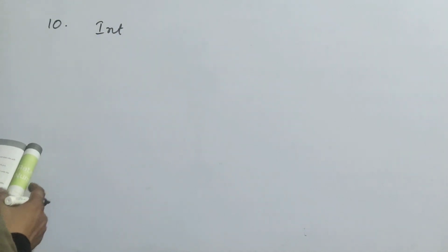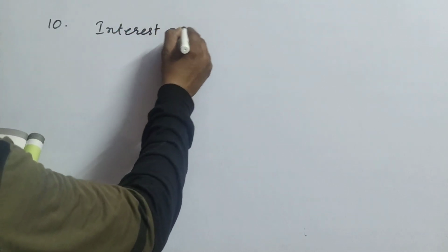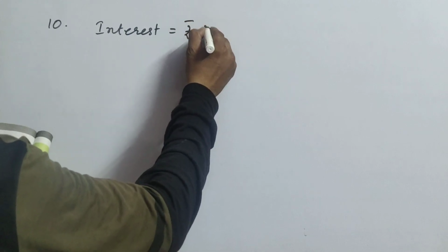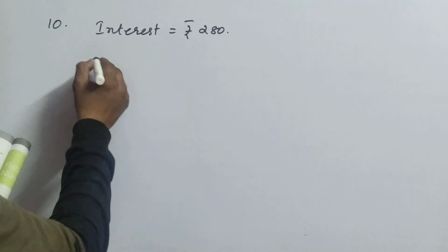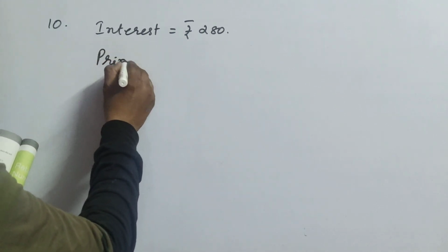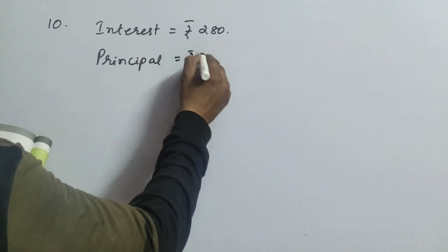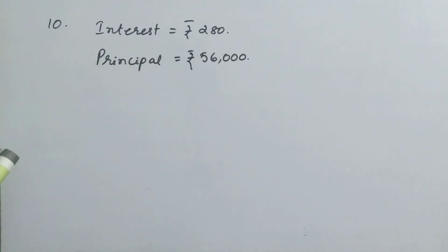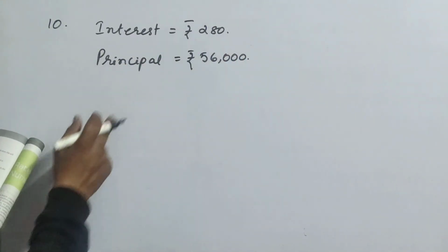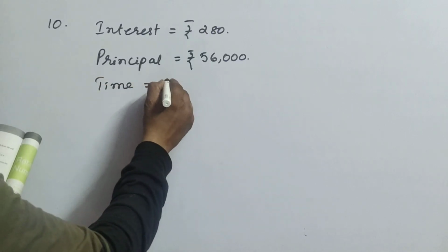Okay, interest is 280 rupees. Next, on a sum of 56,000, that means principal. The textbook has given it as principal, that is 56,000 rupees. Sum means total amount, that means how much he has given. He has given the other person 56,000. That means principal. Time is 2 years.